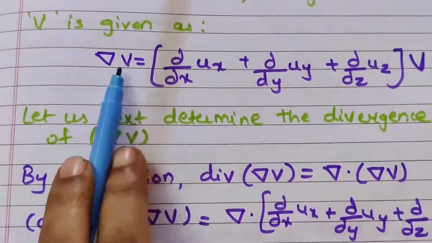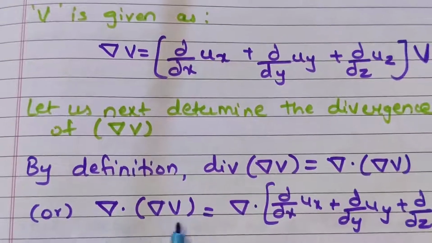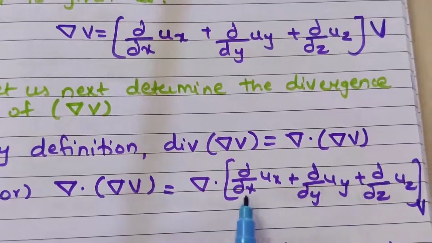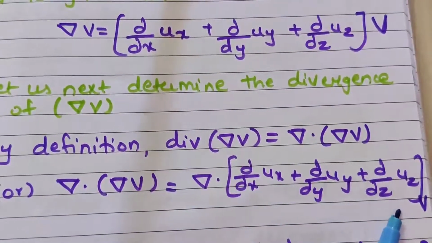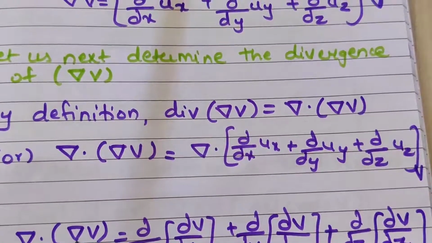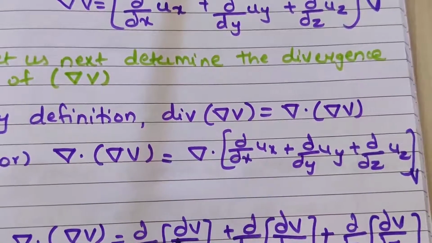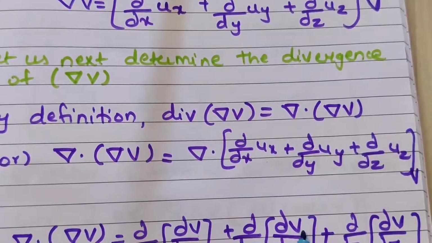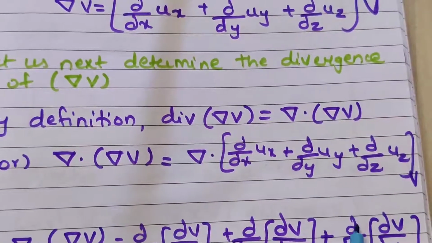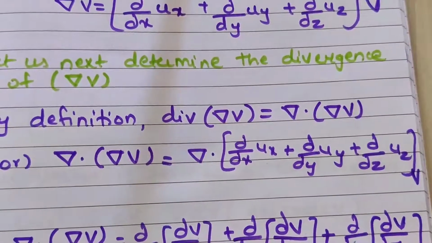By definition, the divergence of del V is nothing but del dot del V, or you can write del into del V. Simplifying this, del dot del V is equal to ∂/∂x of ∂V/∂x, plus ∂/∂y of ∂V/∂y, plus ∂/∂z of ∂V/∂z. I mean multiplying both the divergence and the gradient together. This is how you will get the Laplacian.